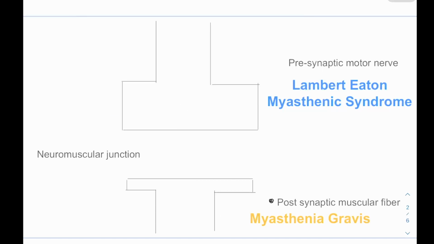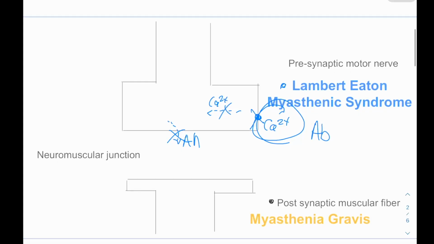Now, in these disease processes, different receptors are being blocked. So let's talk about Lambert-Eaton myasthenic syndrome. In Lambert-Eaton, the receptor that's being blocked is the calcium channel on the presynaptic motor neuron. The calcium channel is blocked, which prevents calcium from coming in, and because calcium is unable to come in, you no longer have that release of acetylcholine. So that is how Lambert-Eaton works. There are antibodies that block the calcium channel.